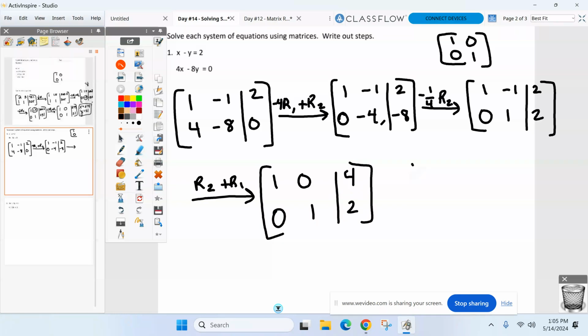So guess what? X equals... And your matrix alone isn't good enough for me. You've got to remember you're solving for X and Y here. How did you get 4? I combined row 1 and row 2, so 2 plus 2. Right? Row 2 plus row 1. That's it. Okay?